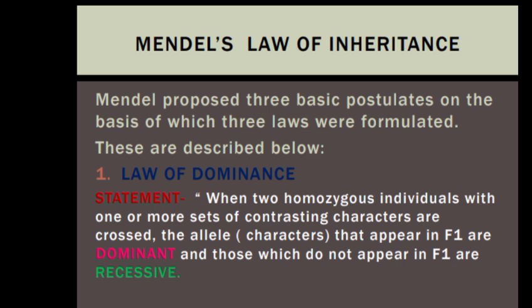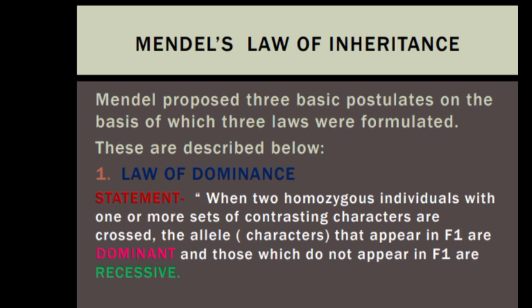The first law is law of dominance. When two homozygous individuals with one or more sets of contrasting characters are crossed, the allele characters that appear in F1 are dominant and those which do not appear in F1 are recessive. The meaning for this law is when two homozygous parents are crossed, the character that appears in the F1 generation is considered to be dominant and the character that doesn't appear in the F1 generation is considered to be recessive.